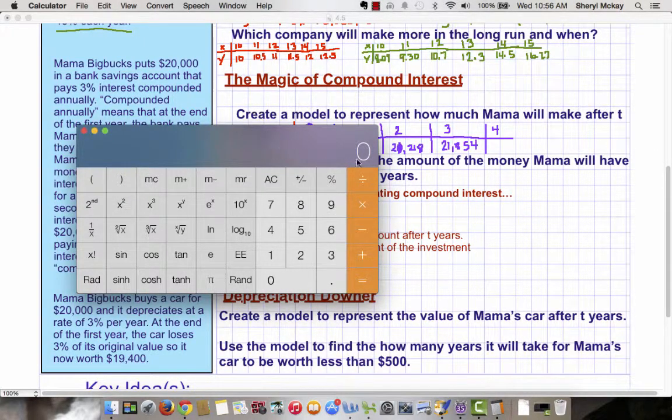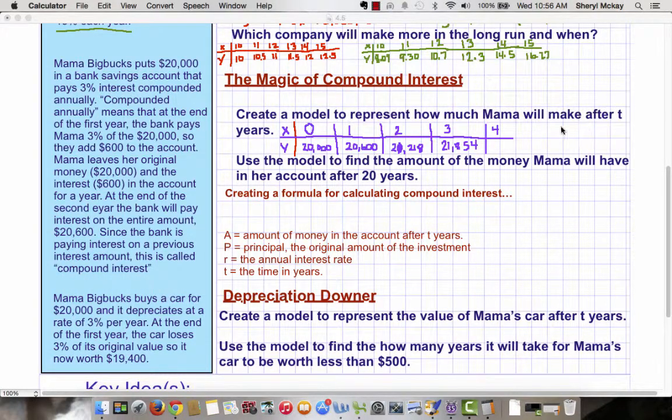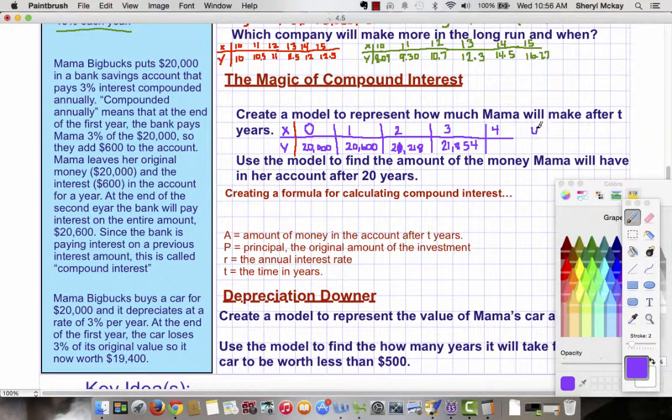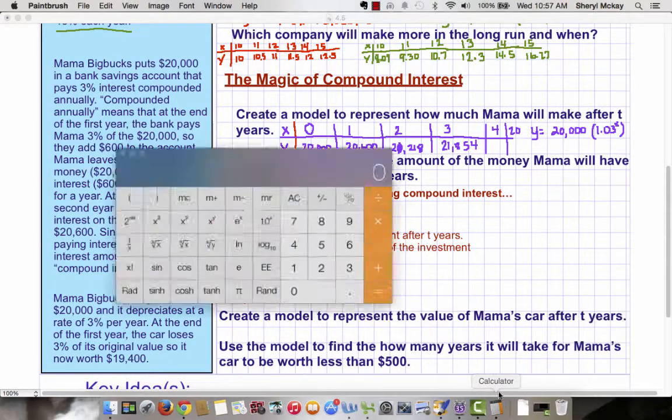We said that we could take y equals the amount that somebody starts with, times our change factor, and our change factor is 1 plus the 3%, so that's 1.03, and we have to put it to the x power. So if x is 20, what's y going to be? Let's see if we can figure it out.